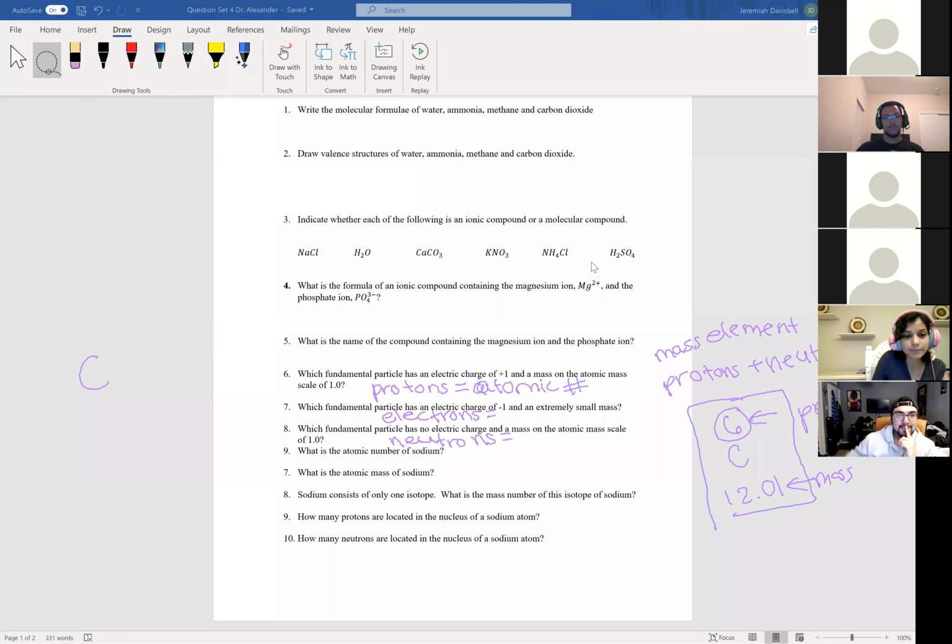Does anyone know the other way it could also be shown? It puts the other one on top, the 12 and then the 6. Yes, exactly. It's going to put the mass up here instead, and then the atomic number down here. So keep that in mind, because he might give you something like this and say, give me the atomic number and then give me the neutrons. Just know this is your mass and this is your protons.